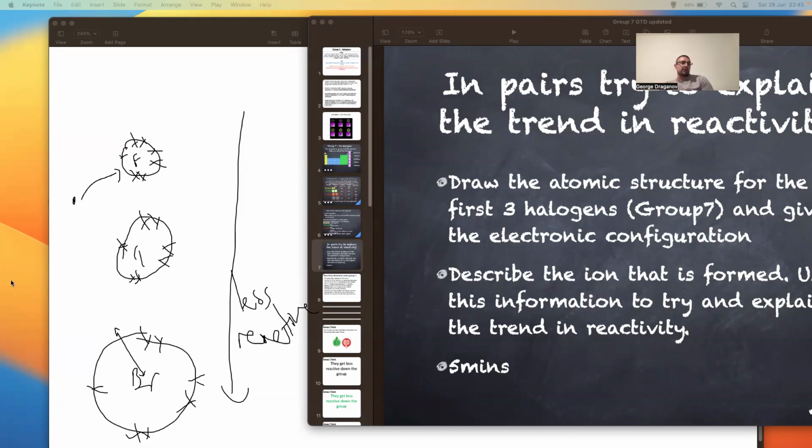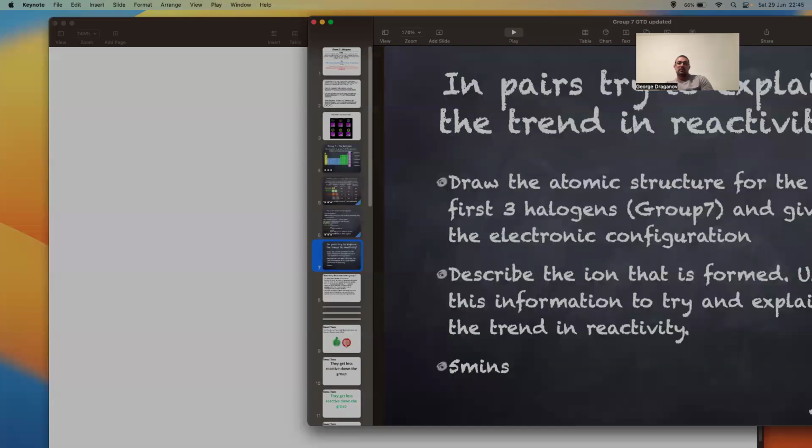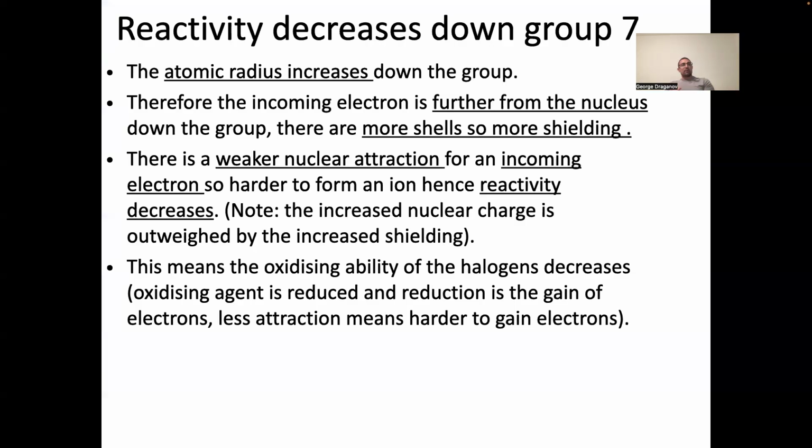So if we go to the next slide for the detailed description. Atomic radius gets bigger down the group. The incoming electron is further from the nucleus. There's more shells, more shielding. Remember, the shells are repelling each other, and they're shielding the nucleus. There's a weaker nuclear attraction towards the incoming electron, so it is harder to gain an electron. Remember that the increased nuclear charge still gets outweighed by the increased shielding.